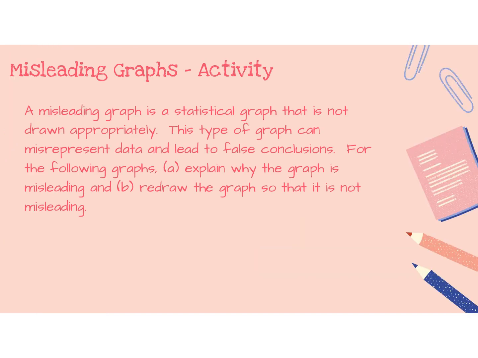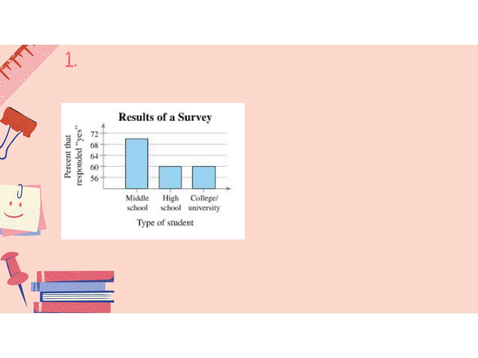Okay, our last activity is called the misleading graph activity. So misleading graphs is a statistical graph that is not drawn appropriately. This type of graph can be misrepresented data and lead to false conclusions. For the following graphs, A, explain why the graph is misleading, and B, redraw the graph so that it is not misleading. So let's look at our first graph. So pause the video and decide what you think is misleading about this graph, and then come back and we'll talk about it.